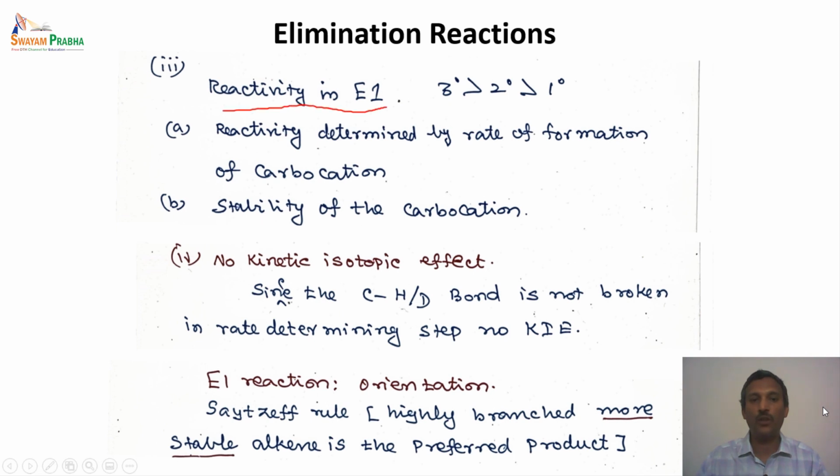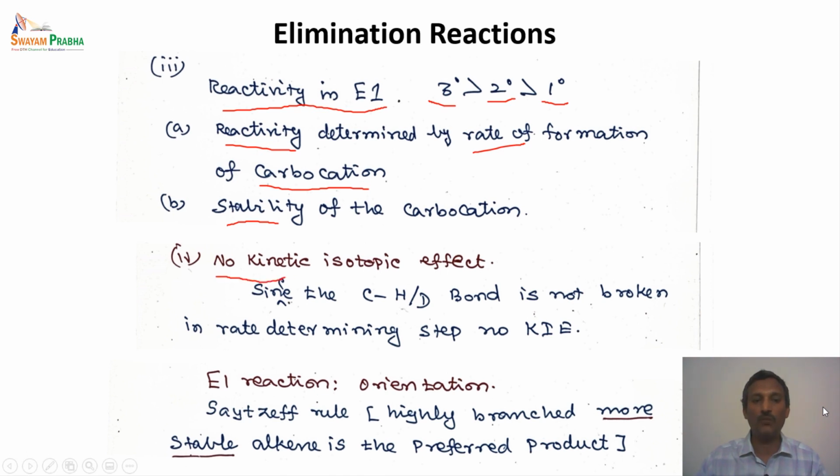And when we look at the reactivity, the tertiary reacts faster compared to secondary, which in turn reacts faster than the primary, because the reactivity is basically determined by the rate of formation of carbocation. So we already know tertiary forms the carbocation much faster. So the reactivity depends on the rate of formation of the carbocation. And we also know the stability of the carbocation. The tertiary carbocation is more stable compared to the other 2, primary and secondary carbocations.